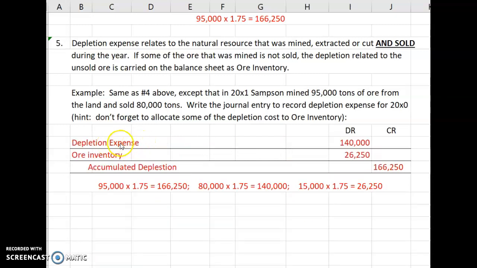So here's the journal entry. Debit depletion expense, $140,000. Debit ore inventory, $26,250. And credit accumulated depletion, $166,250.